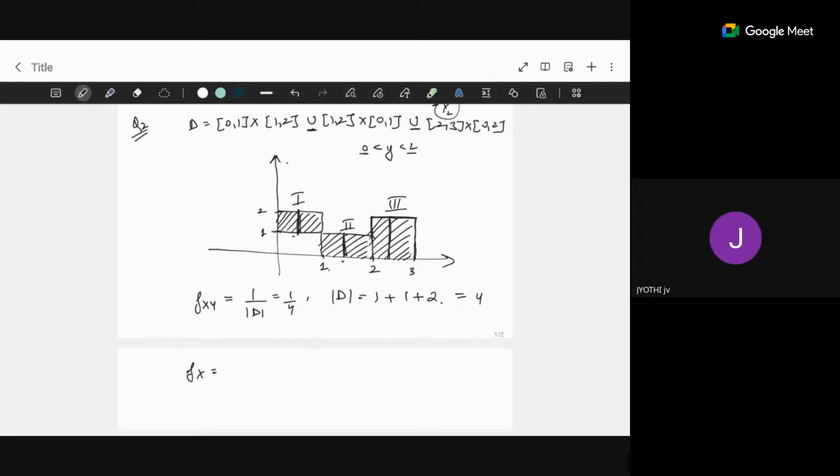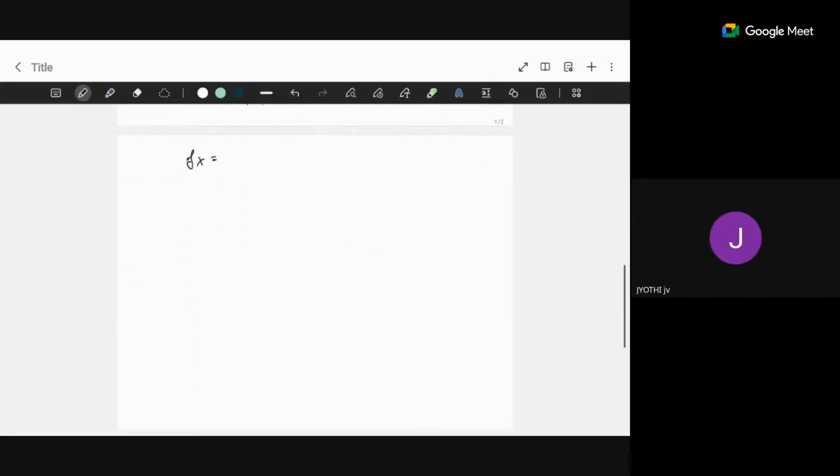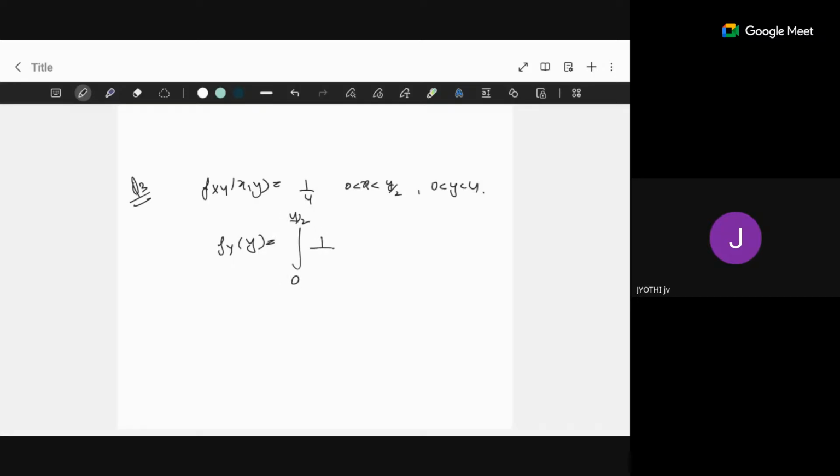Question number 3. So my f(x,y) is actually 1 by 4, then x is going from 0 to y by 2, and my y is going from 0 to 4. Find the marginal density of y. So in this you would be integrating with respect to x, right? So my x is going from 0 to y by 2, my PDF is 1 by 4 dx. Correct?